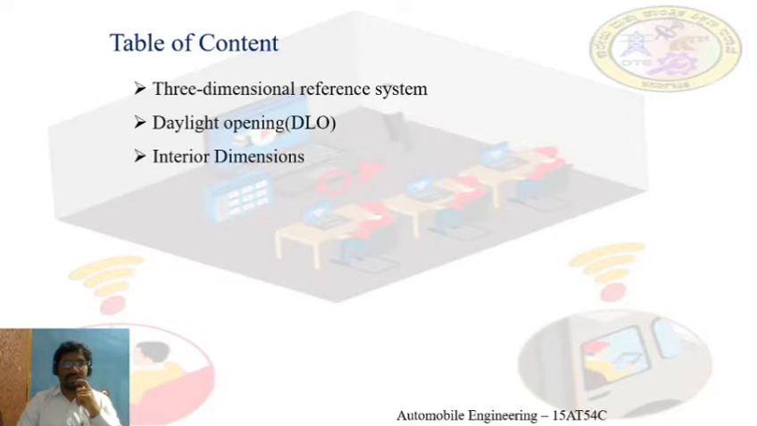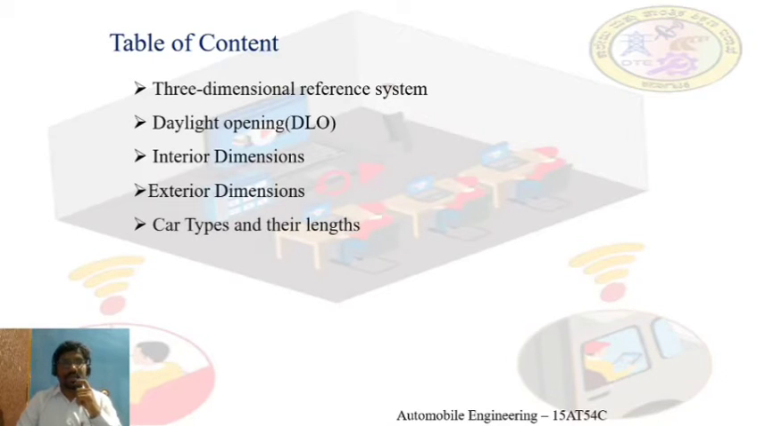Then I'm going to explain the interior dimensions of the vehicle body, and afterwards of course the exterior dimensions of the vehicle body. At the last, we are going to discuss the different car types and their lengths with respect to the outside as well as the inside. At the end there will be an MCQ questionnaire based on the topics which we are going to discuss right now. So let's start with one video.